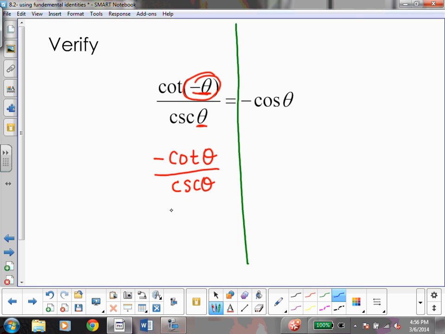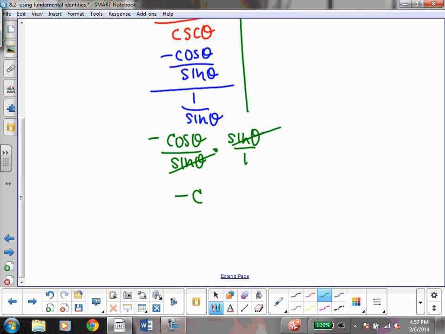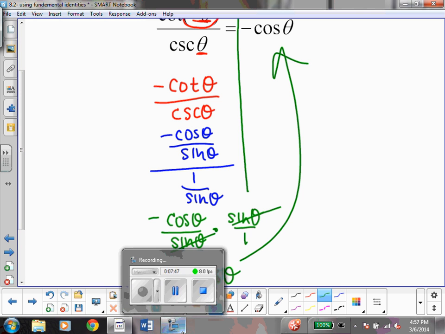And then from here on out, it's just a normal proof. When you convert the cotangent to a negative, typically I put the negative sign on the top of the fraction. So I have negative cosine over sine over 1 over sine. Whenever I have a fraction over a fraction, I multiply by the reciprocal of the bottom fraction. So I have the negative cosine of theta over sine of theta. Flip 1 over sine of theta to give you sine of theta over 1. And I'm left with the negative cosine of theta, which is where I was going in the first place. We'll cover this more in class. Again, this is just an introduction to these properties.